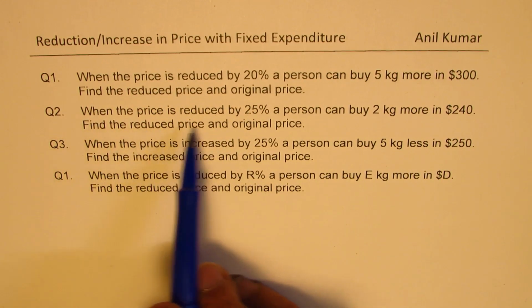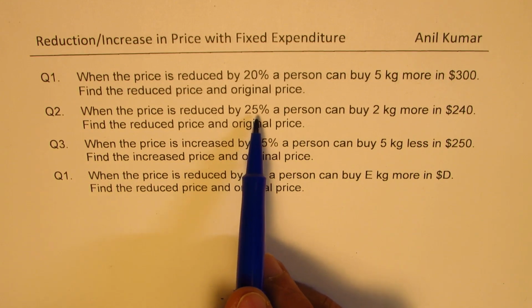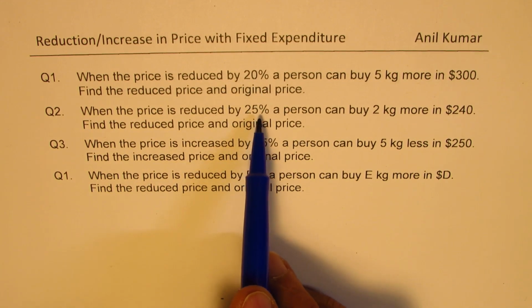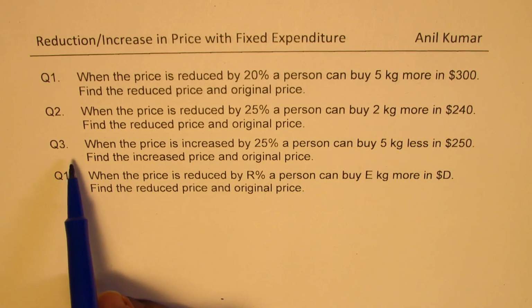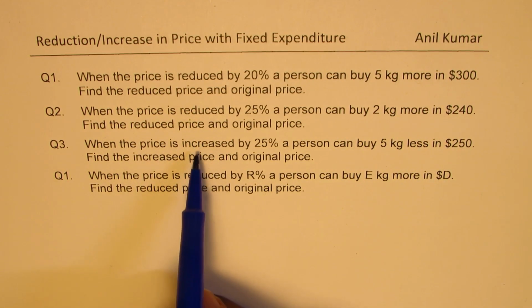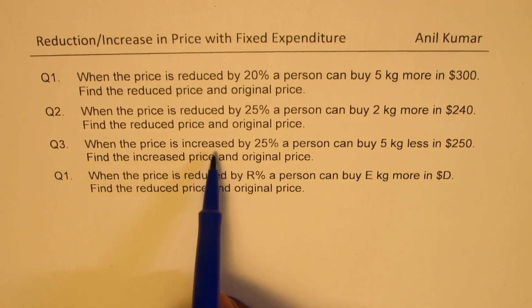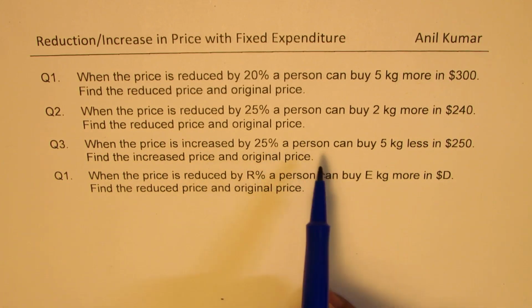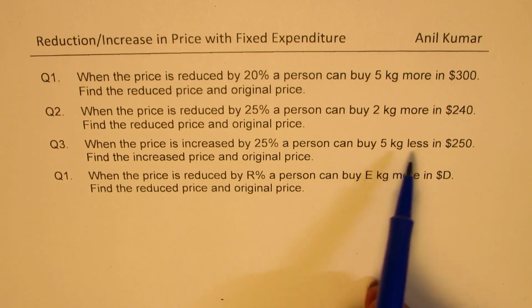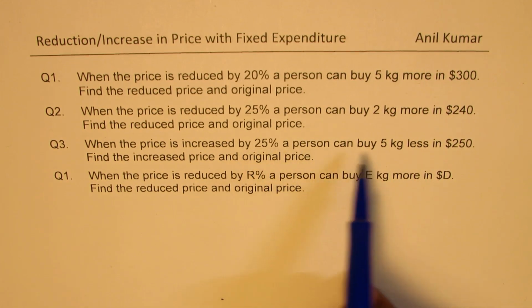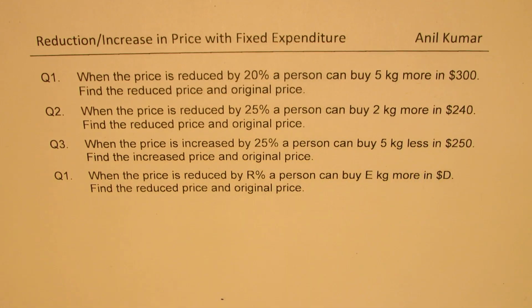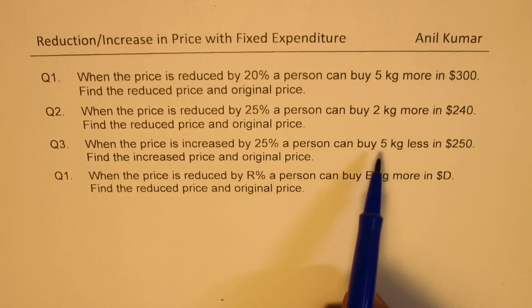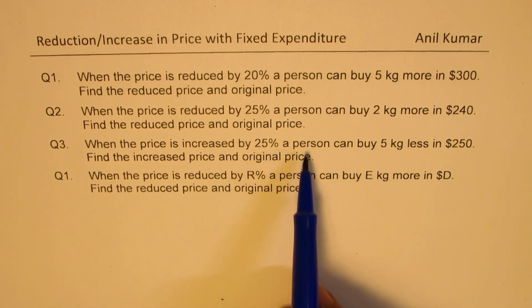Question number 2 is exactly the same with numbers being different: 25% reduced, 2 kg more for $240. Question number 3: instead of reduced, I have changed to increased. When the price is increased by 25%, a person can buy 5 kg less. When you increase the price, you'll definitely buy less for the same amount. If your expenditure is fixed and you don't want to change it, then you cannot buy that much, since the prices are now higher.